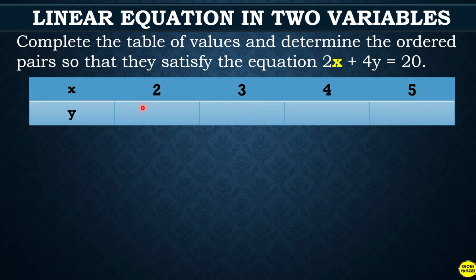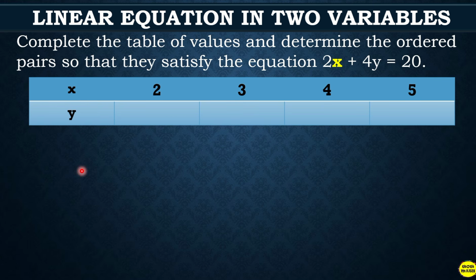Now, if you're going to ask where 2, 3, 4, 5 came from, the 2, 3, 4, 5 are our assigned values. You can also assign them. Any values are fine. Okay, so I have here x is equal to 2, 3, 4, 5.